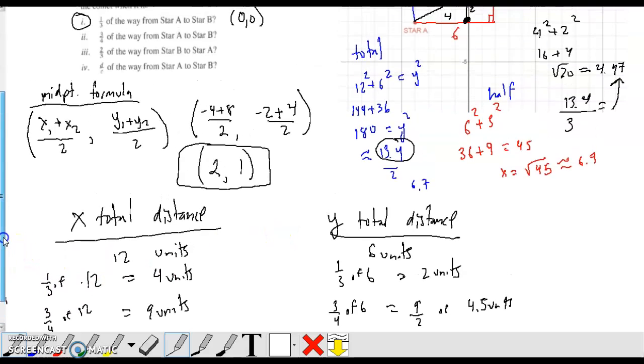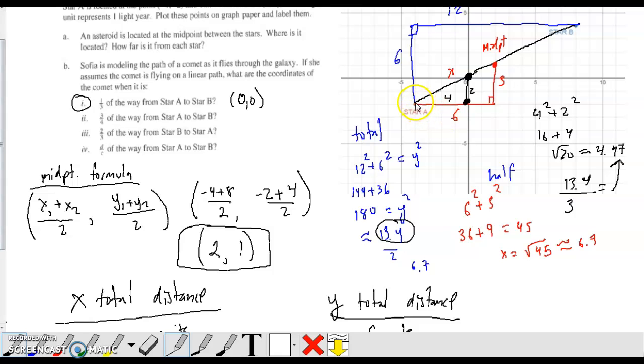So I'm going to start at star A, and I'm going to go over 9 units. So I already know that that's 6, 7, 8, 9. And then I'm going to go up, so right here, and then I'm going to go up 4.5 units, so 1, 2, 3, 4, and then a half would be probably somewhere right here. So that point should be 5, 2.5.